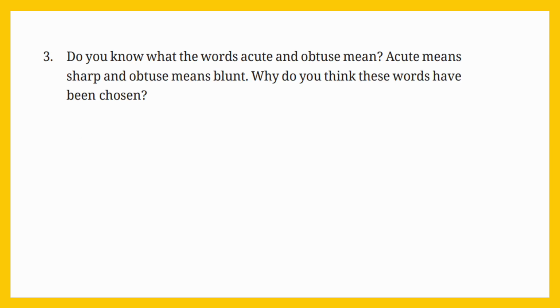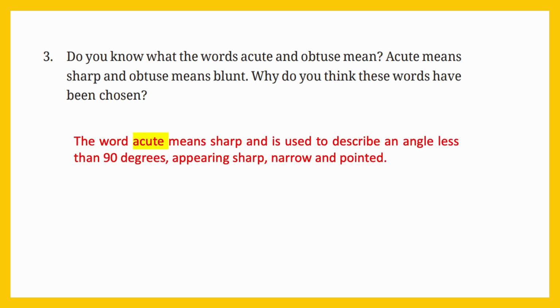Okay. Do you know what the words acute and obtuse mean? Acute means sharp and obtuse means blunt. Why do you think these words have been chosen? The word acute means sharp and is used to describe an angle less than 90 degrees appearing sharp, narrow and pointed. So, it is called an acute angle. The angles less than 90 degrees appear sharp, narrow and pointed. So, they are called acute angles.